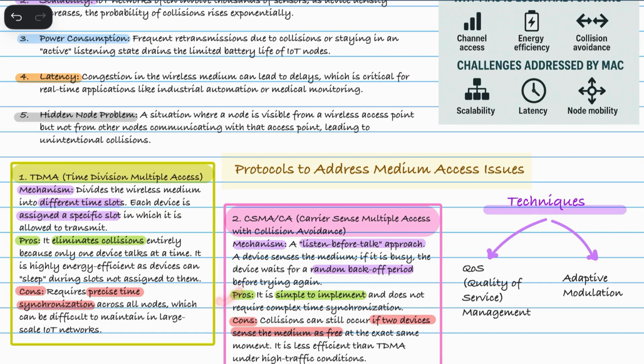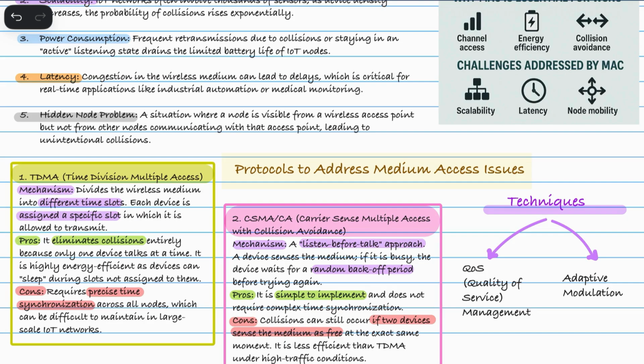So the pro is that it is incredibly simple to implement, and requires zero complex time synchronization. We require time synchronization in TDMA, but it is not required in carrier sense multiple access. But it isn't perfect. The con is that if two devices listen to the airway at the same microsecond, they hear silence. If I am hearing and you are hearing, we both hear silence, so we both might start talking at the next microsecond and they will still collide. So under heavy, dense IoT traffic, this protocol becomes highly inefficient compared to TDMA.